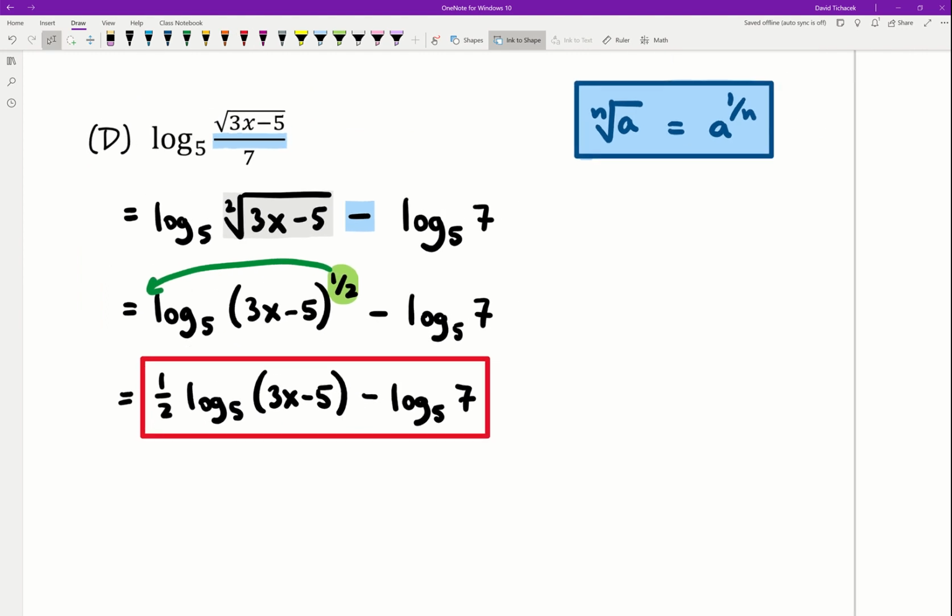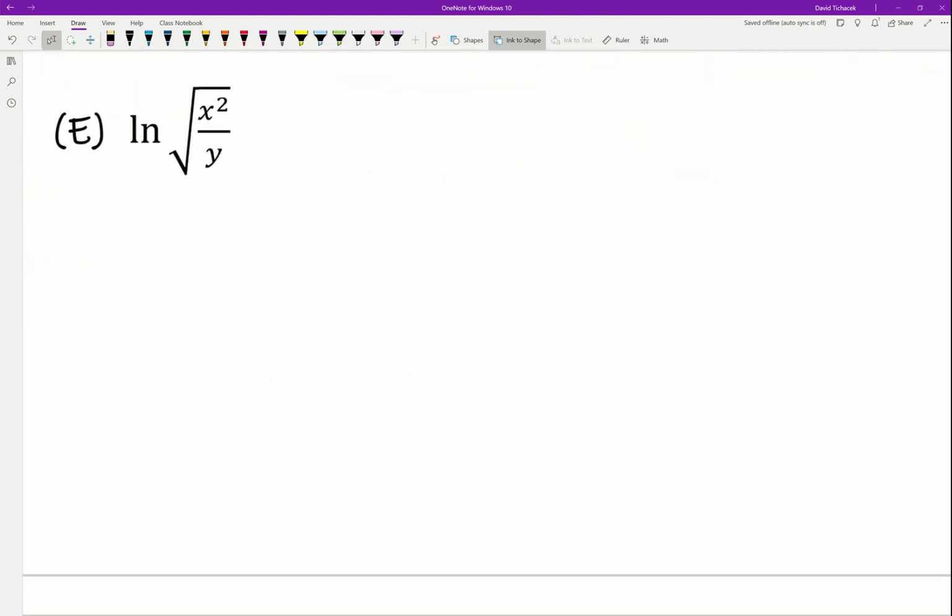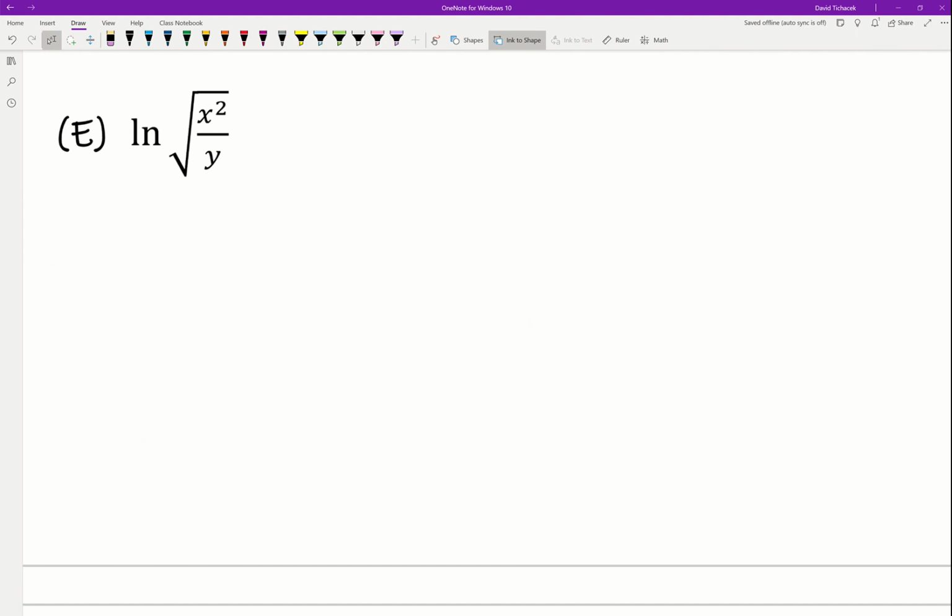And so I wanted to present this example to you as just a way to kind of demonstrate that sometimes square roots are going to come up, and we need to know how to deal with those. As the last example for expansion, let's go ahead and take a look at part E here, where we're taking the natural log of the square root of x squared divided by y.